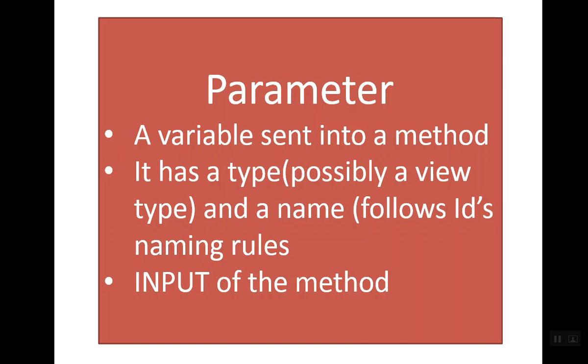Parameters are the next thing I'd like to talk about, and those are the variables that are going to be sent into the method. They are the input of the method. A parameter is a variable, so it needs a type. The types are going to get a bit more complicated, you will see when we're working on this. A type can also be a view type, so it could be a text view or an image view. As well, it needs to have a name, and the name is going to follow the ID naming rules that we're very used to. So it can't have a number at the beginning, can't have a special character, can't have spaces, can't have a capital because it's an ID, those sorts of things.